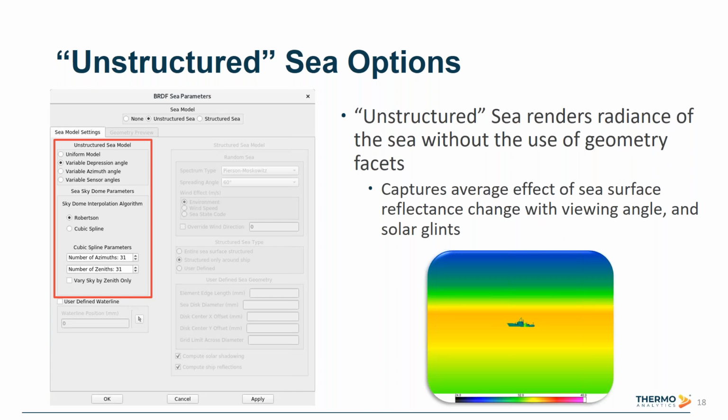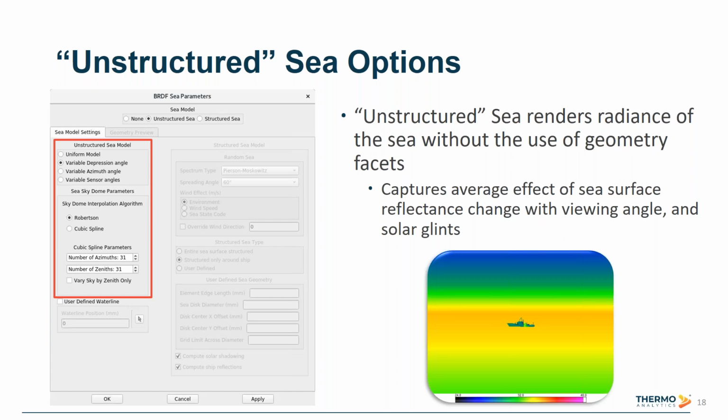Selecting the unstructured sea allows the sea to be rendered by creating its own sea geometry. So in the uniform model, a single value is used for the water radiance. The color you see in the renderings will be the total emitted radiance plus the radiance reflected from a directional sky. The three variable water models use the directional sky model ModTran to calculate the sky radiance reflected by the sea.